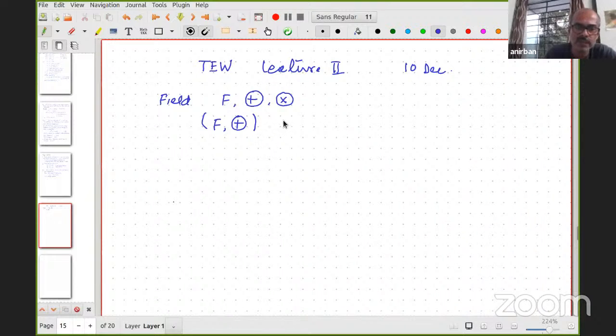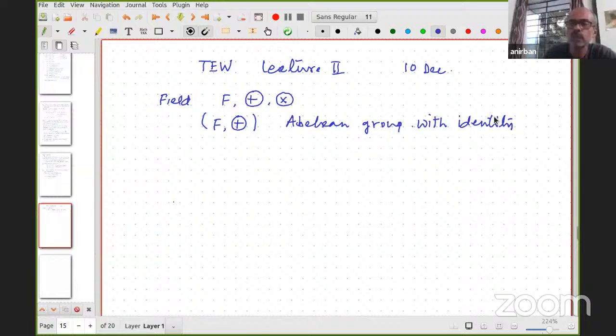So this is commutative. So this is the abelian group. And with additive identity, usually written as 0. And when you take the set of all other elements except this 0, then that set under the second operation is another abelian group.